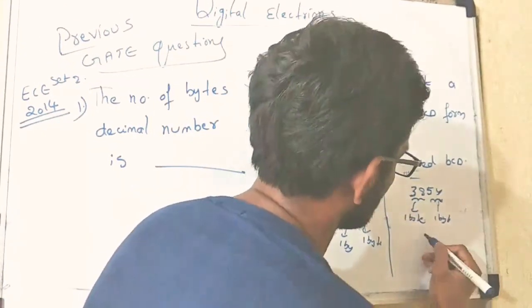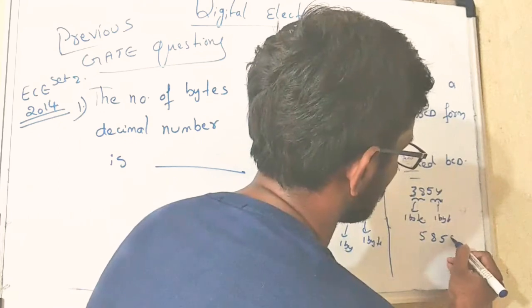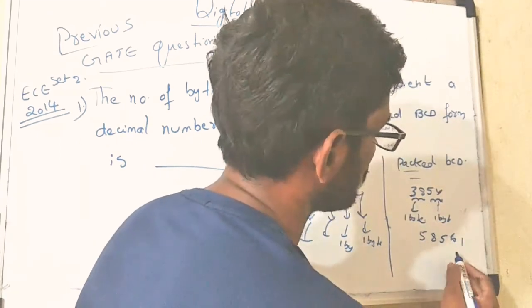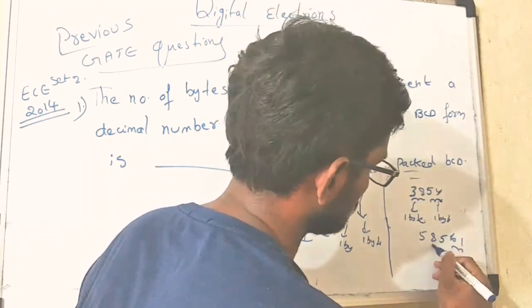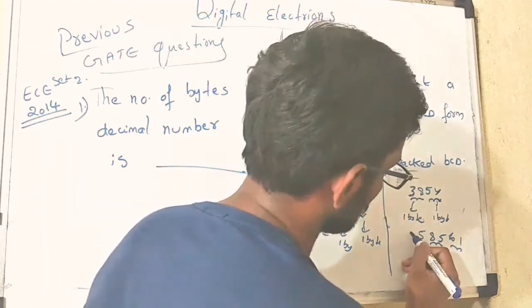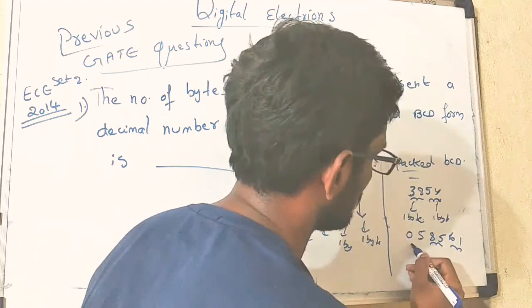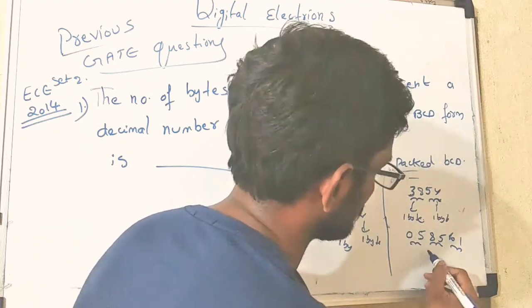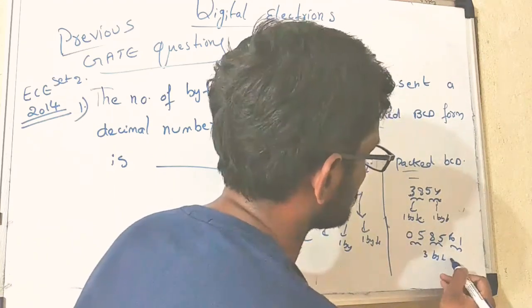Let us take another example: 58561. Here if you group these in twos, the 5 comes separately, so there will be a 0 added automatically. So in packed BCD, totally 3 bytes are required.